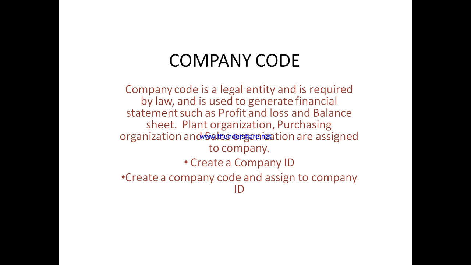So what is a company code? A company code is a legal entity and is required by law and is used to generate financial statements such as profit and loss and balance sheets. Purchasing organization and sales organization are assigned to the company. So in this training video we're going to be creating a company ID, creating a company code and assigning it to the company ID. By creating a company code, we're going to be defining our company code by copying from our predefined company code on the SAP.